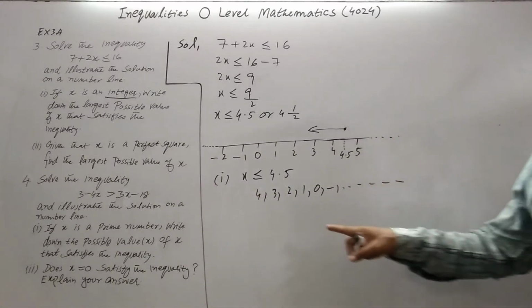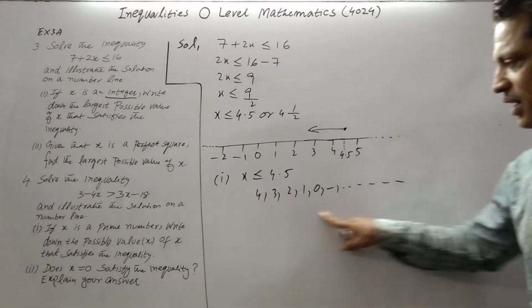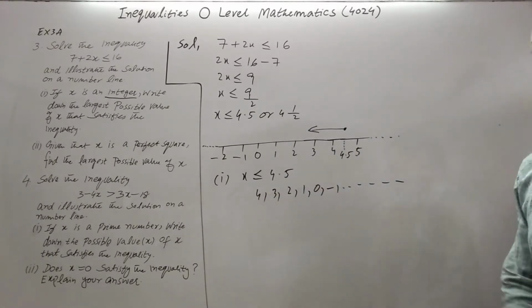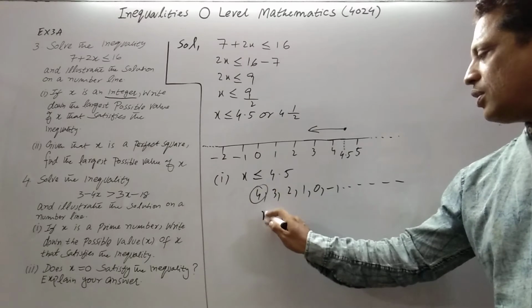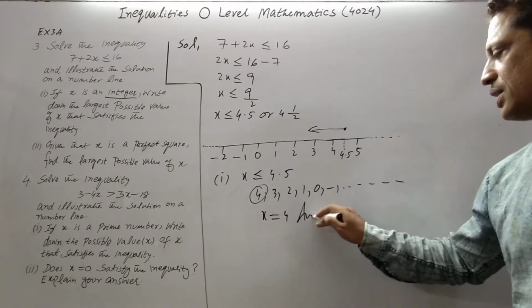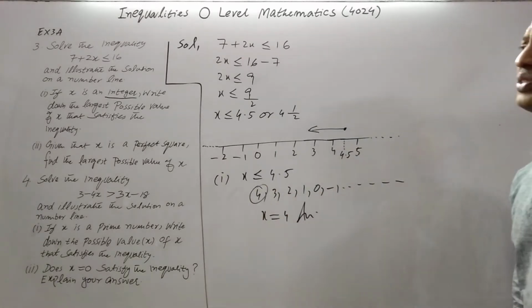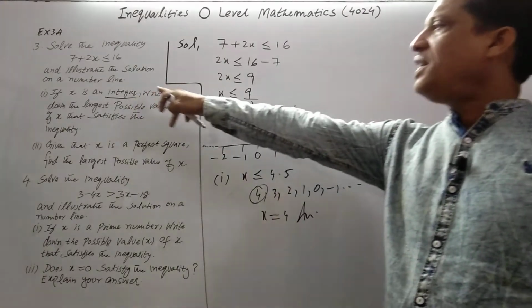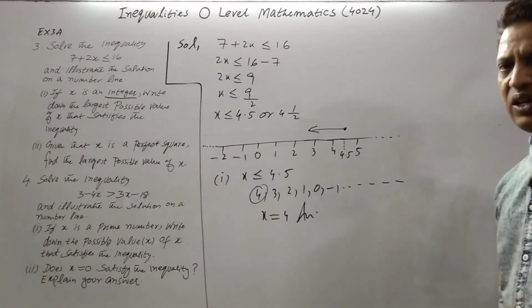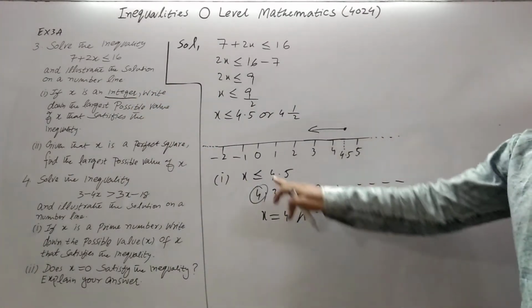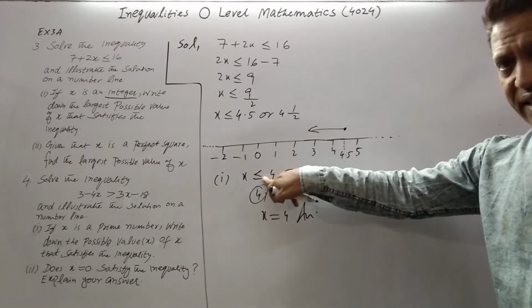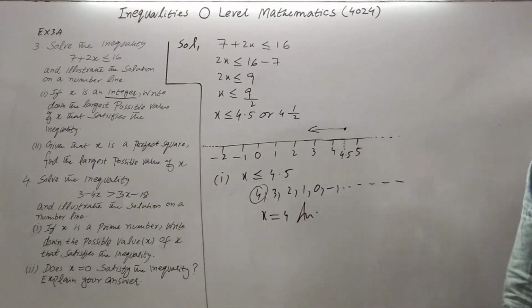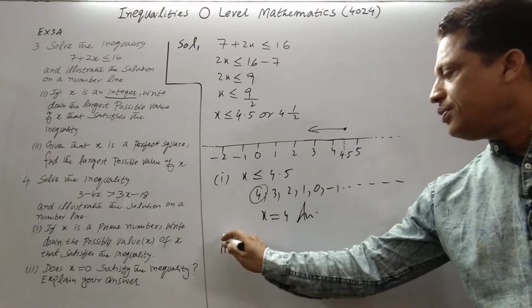So what is the largest number among all these numbers? Obviously 4. So x is equal to 4. This is the answer. What was the question? If x is an integer, write down the largest possible value of x. So the largest possible value of x for this inequality is 4. This is our answer. Come to part 2.